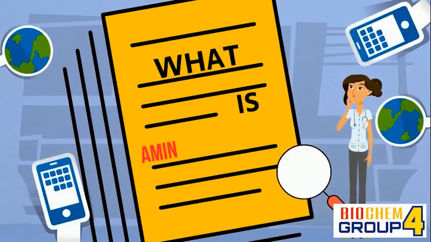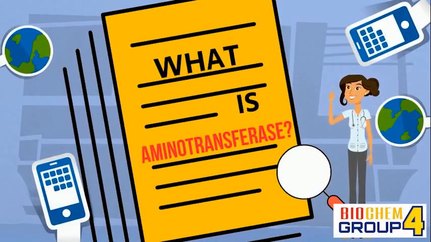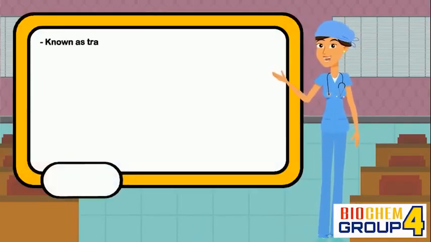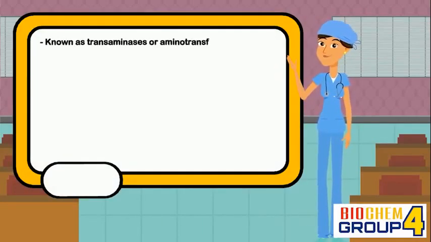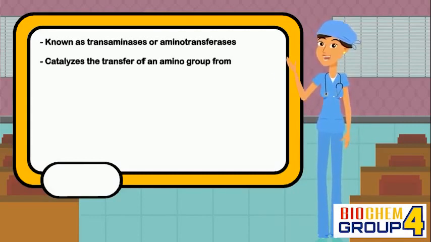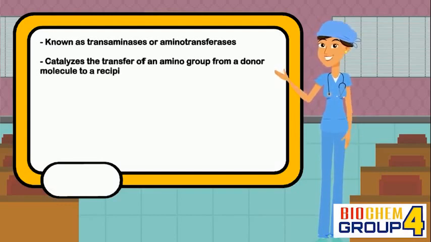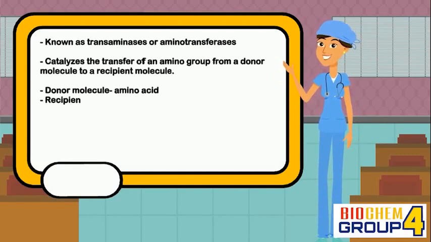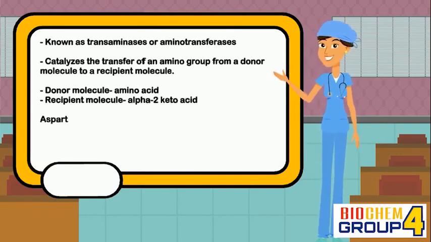What is aminotransferase? Transaminases or aminotransferases are enzymes that catalyze the transfer of an amino group from a donor molecule to a recipient molecule. The donor molecule is usually an amino acid and the recipient molecule is usually an alpha-keto acid.